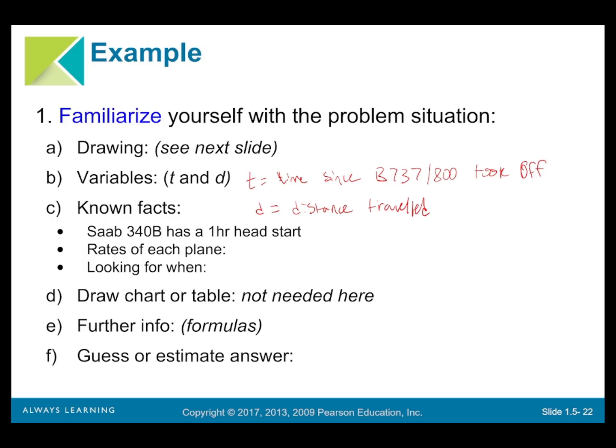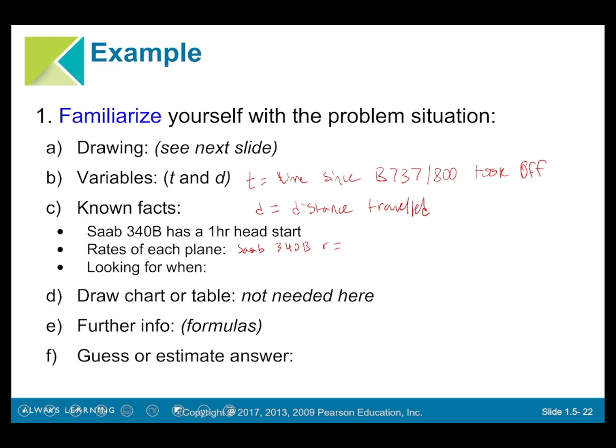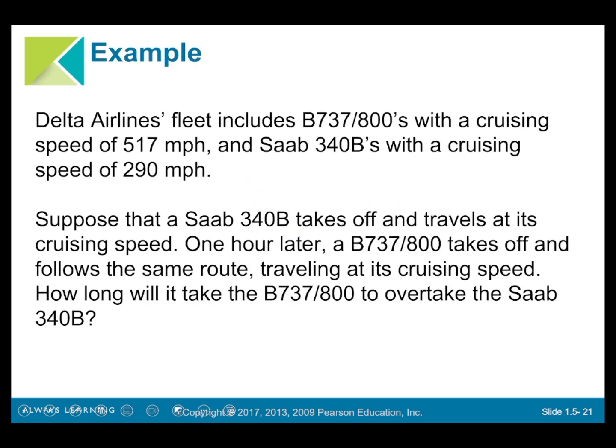Now, our known facts. Well, we know the SAAB has a 1 hour head start. And we also know that the SAAB 340B goes at a rate, R equals 290 miles per hour. And the 737 has a rate of 517.